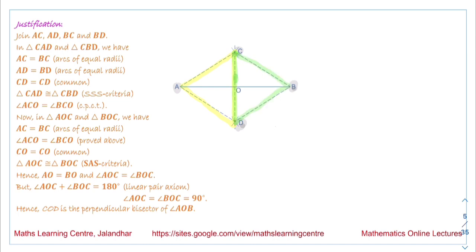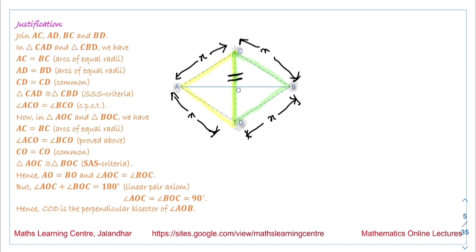In both these triangles, suppose the length to which we had opened the compass is X, then all these lengths are of X units. And this side CD is common. So this length AC and this length CB are equal. This length AD and this length DB are equal. Then CD is the common side.